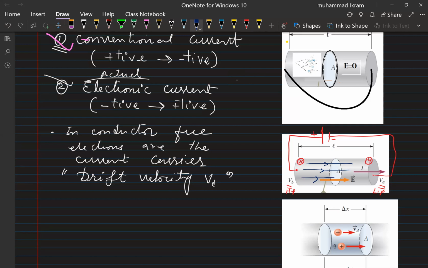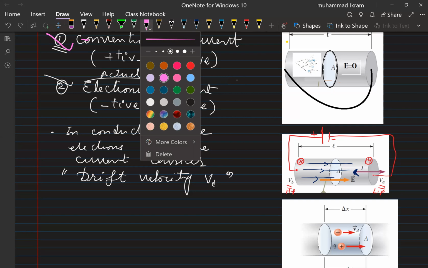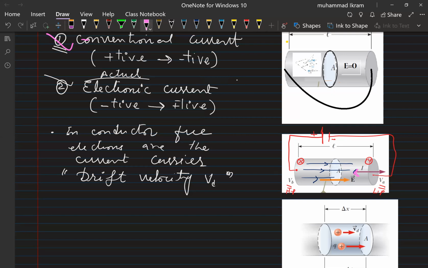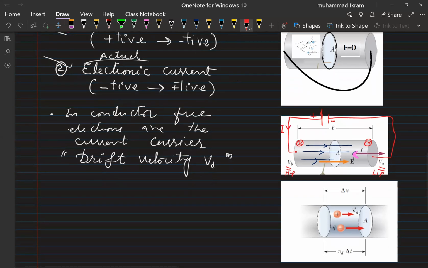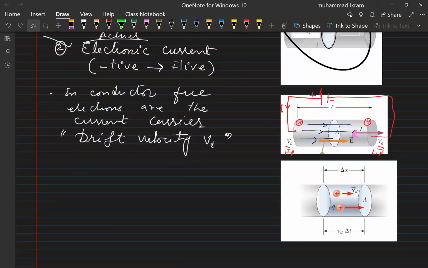Here the actual current direction is shown, right? But conventionally it will be just like this. The current will flow in this direction. Yes, this will be the direction of the conventional current I.